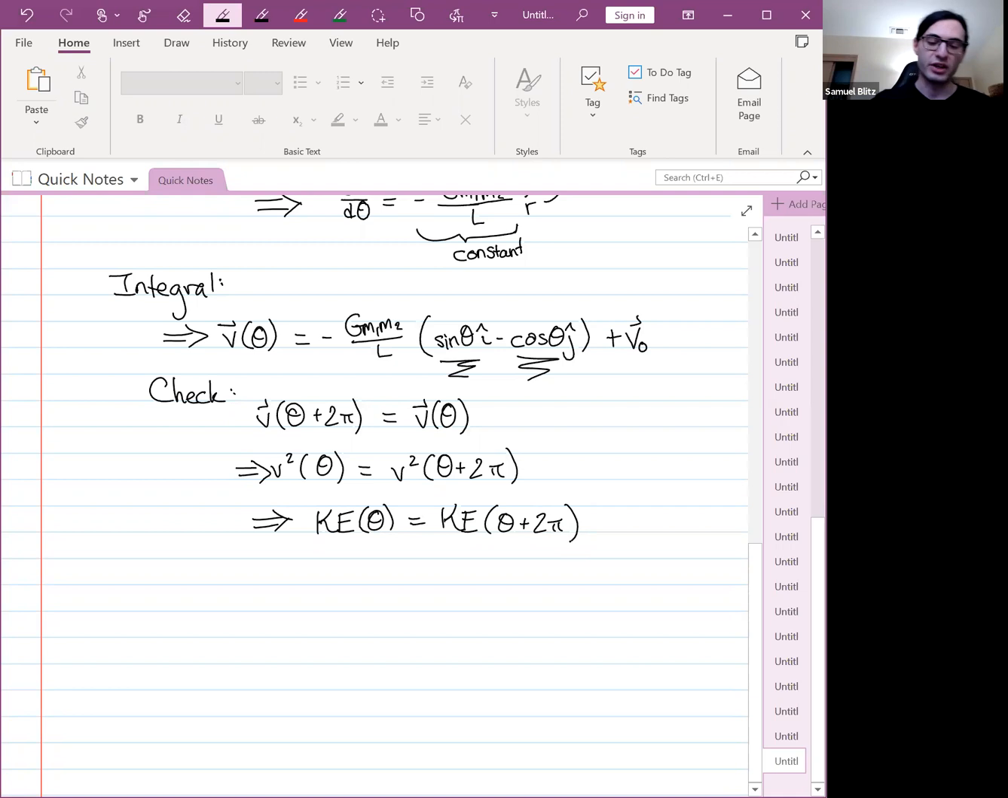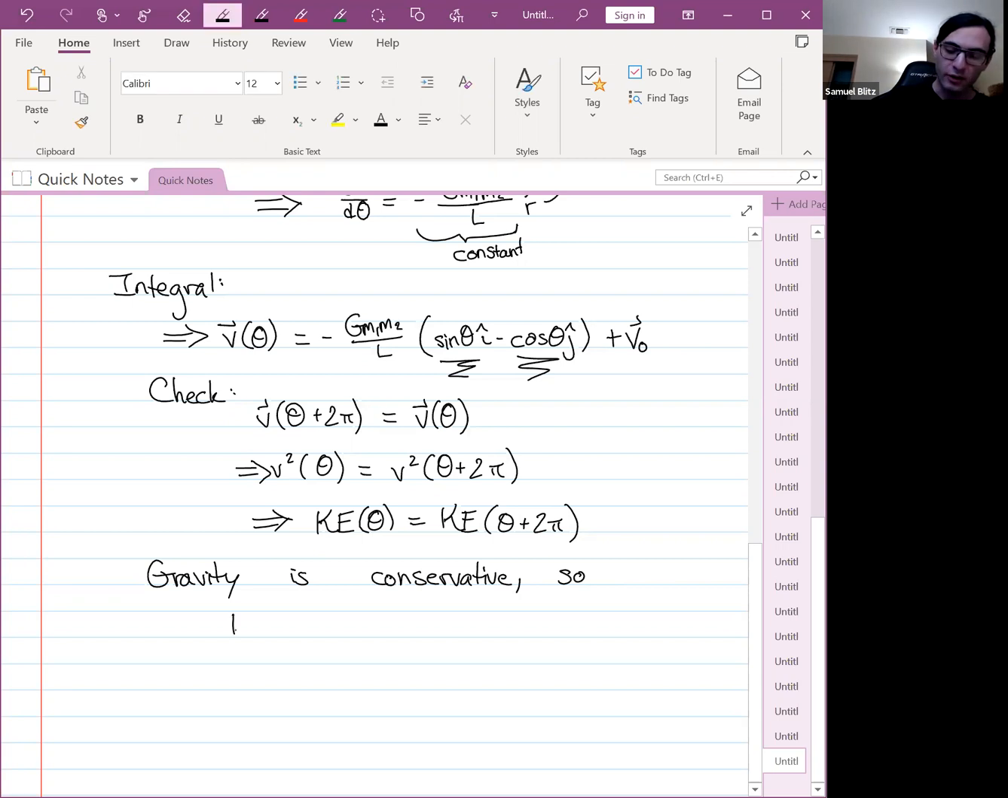And then we can use energy conservation. Gravity is conservative, which means that it has a potential energy, and its potential energy depends only on its position. So we can write the energy conservation law using the change in kinetic energy and the change in potential energy at different angles, at theta and theta plus 2 pi.